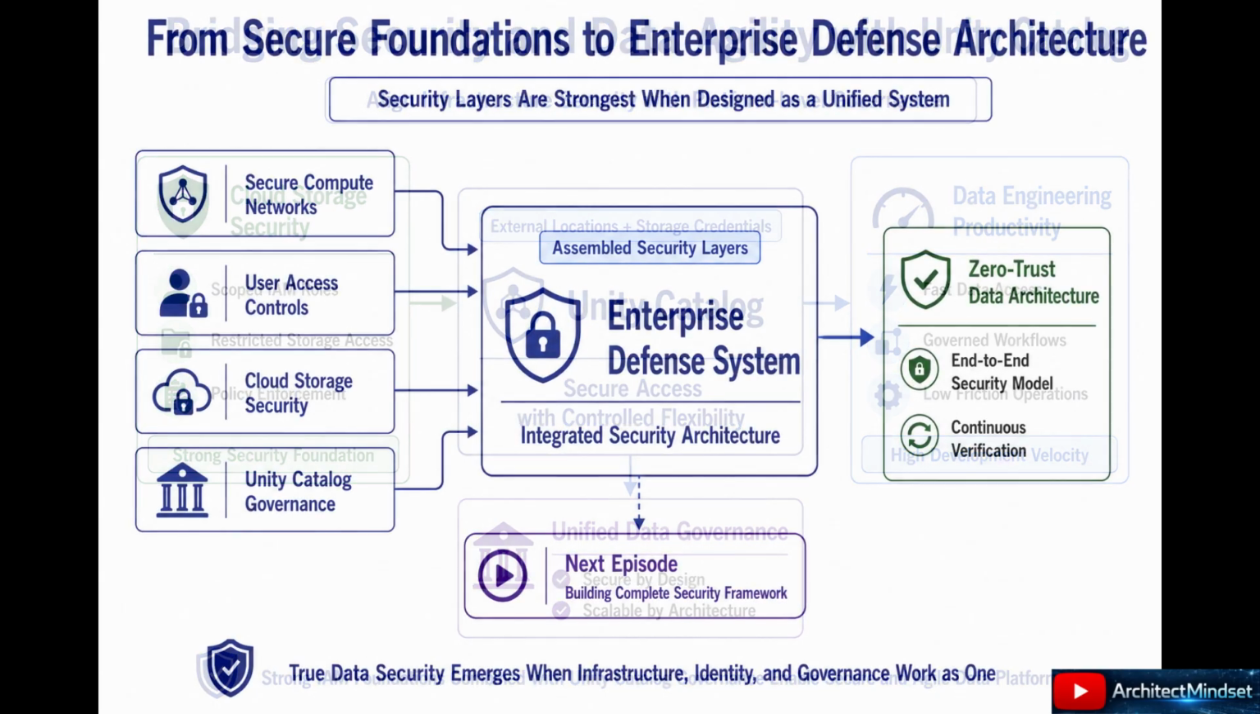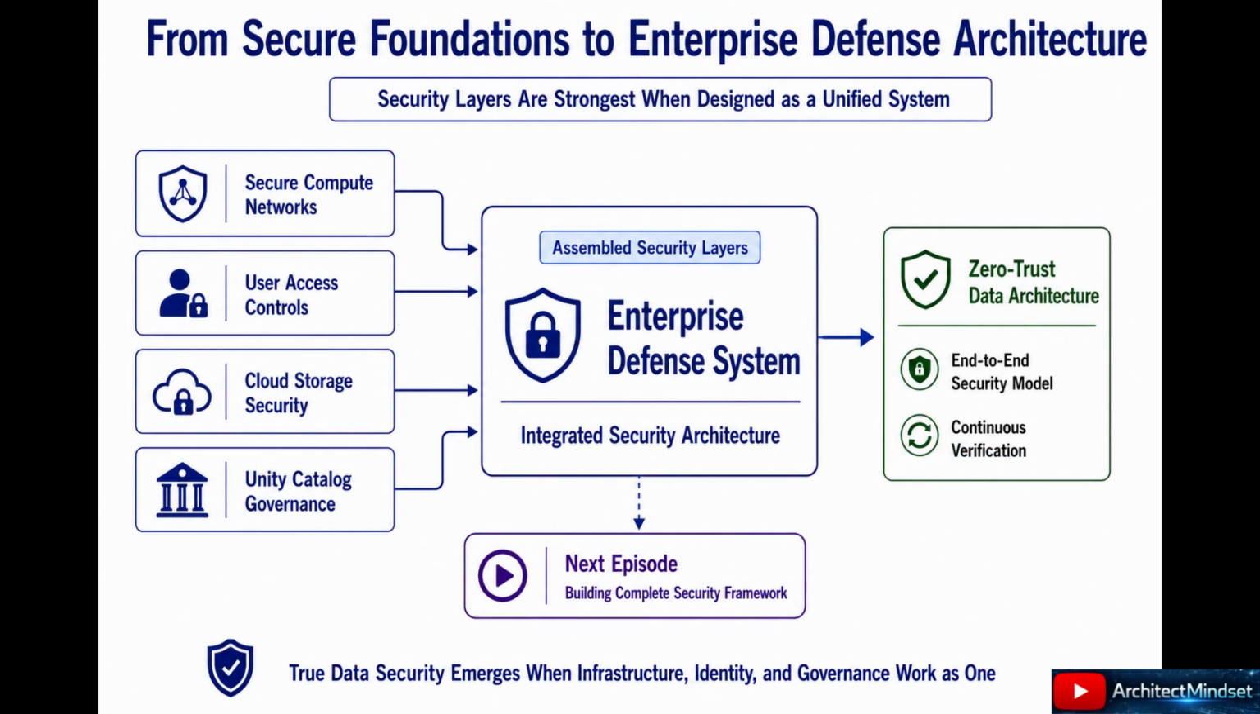In our Databricks series so far, we have learned the architectural concepts to lock down our compute networks, user access, and physical cloud buckets. It's time to assemble these pieces into a grand enterprise defense system. So join me next week as we move to implement a zero trust data architecture, where we will tie everything together to build an end-to-end security framework.